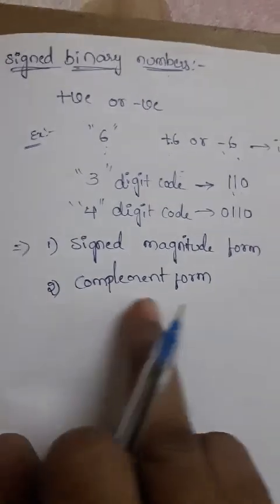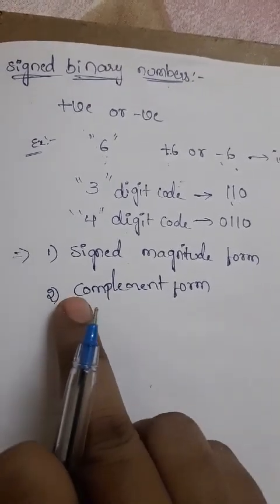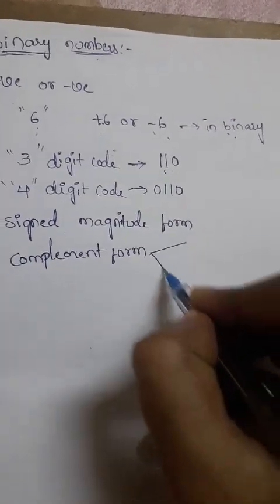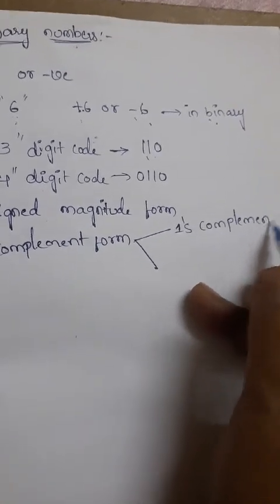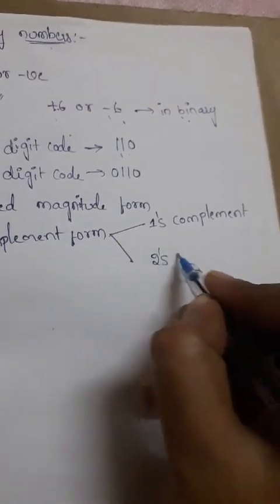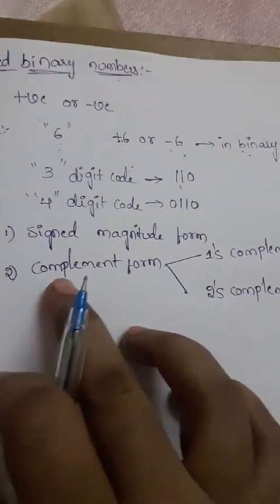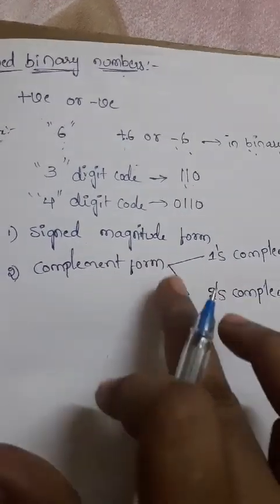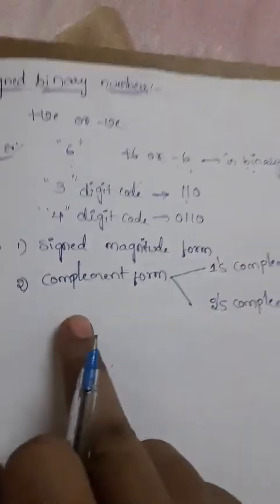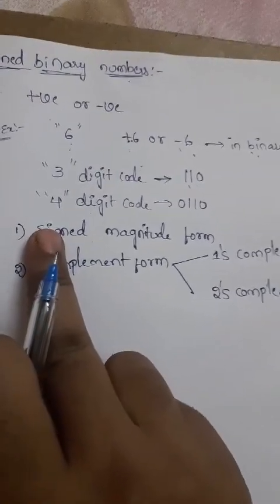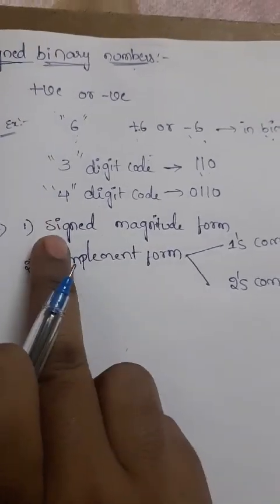In complement form, again we have two forms. The complement form is classified into two types: the first is ones complement, and another method is two's complement form. First we will discuss signed magnitude form, and later we will discuss complement form.